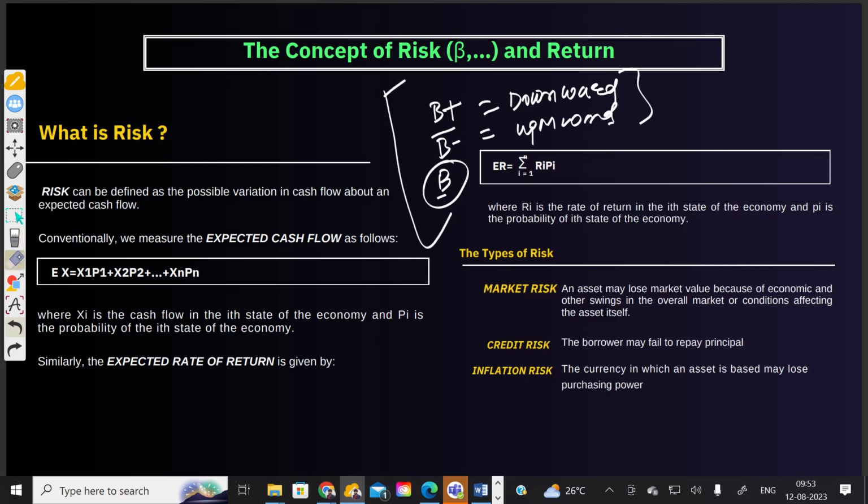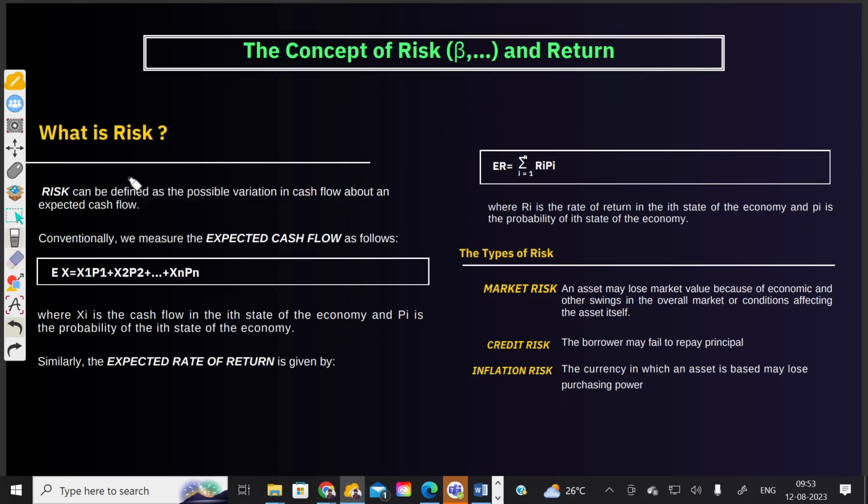How you can calculate the beta, we'll take the example not now, but as I said, I'll develop separate sessions with multiple examples so that you can understand it. If not, nowadays you can check it on Google as well.